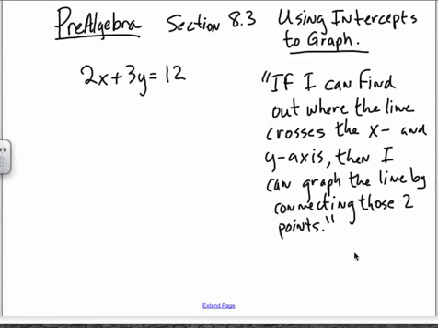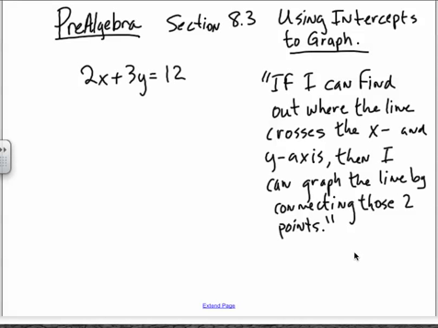Okay guys, today we're going to do section 8.3, using intercepts to graph. I've taught you one way to graph so far, and that's a table of values. You like to call it a T-chart, and I do too. We just pick three x's, plug them in, find the y's, and then we have 3 points. We usually pick -1, 0, and 1. We keep them small, a negative, a positive, and 0, and that gives us a good idea of what that graph looks like.